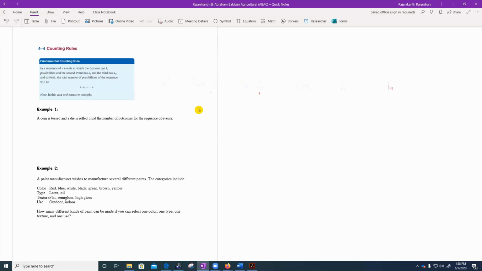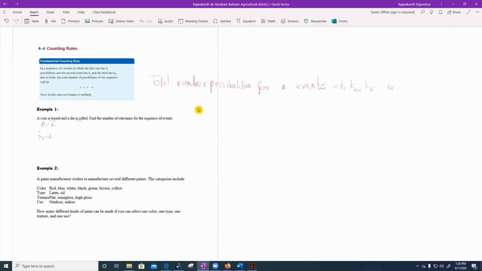For example, a coin is tossed and a die is rolled. So we are performing two events here, tossing a coin and rolling a die. Find the total number of outcomes for this sequence of events. In this case, the number of events, little n, is 2. Suppose we denote K1 as the number of possibilities for event 1, the first event, tossing a coin. So there are two possibilities, either heads or tails.